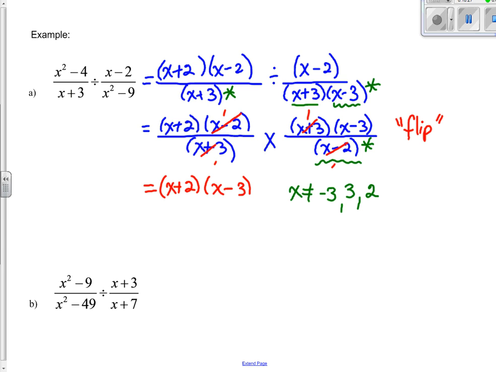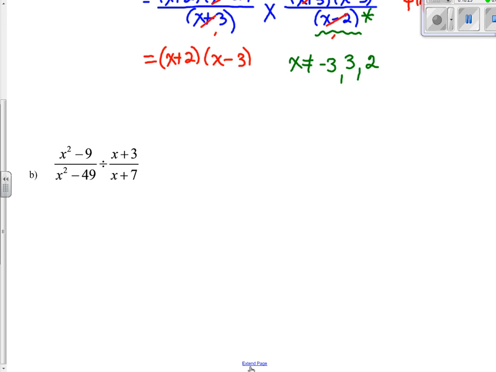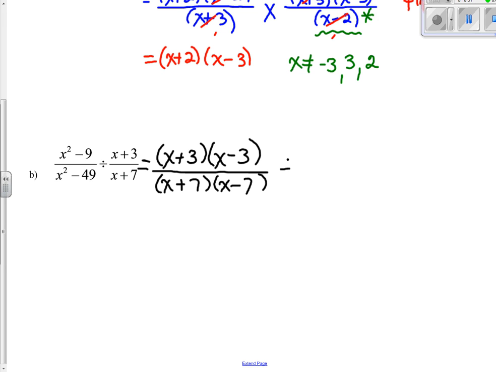B. X squared minus 9 over x squared minus 49, and so on. The first thing we need to do is factor. X squared minus 9 is a difference of squares. I have an x, a positive 3, and a negative 3. Same on the bottom. I have a difference of squares of x plus 7, x minus 7. Divided by, there's nothing I can do with x plus 3, although you see I like to put it in brackets, x plus 7. So when I get to restrictions, these are two places that I'm going to look.